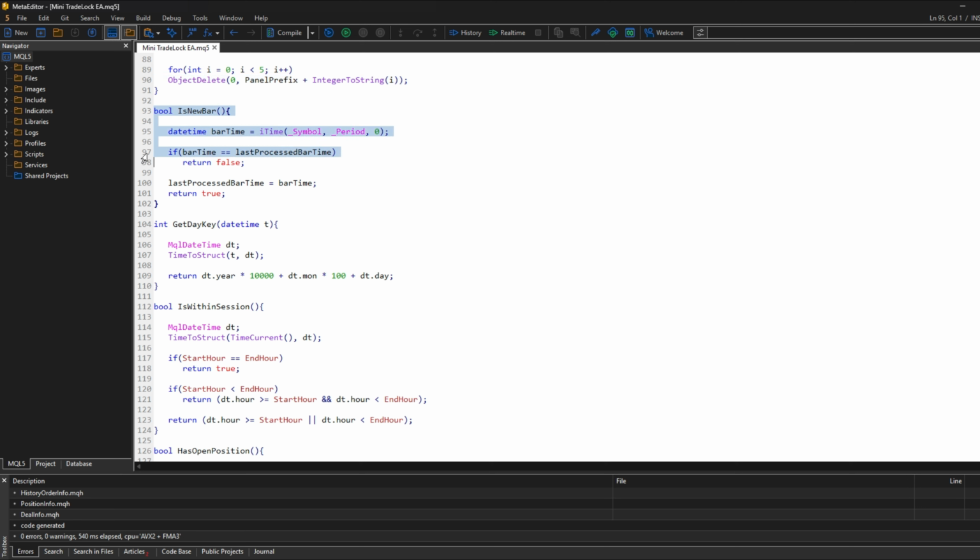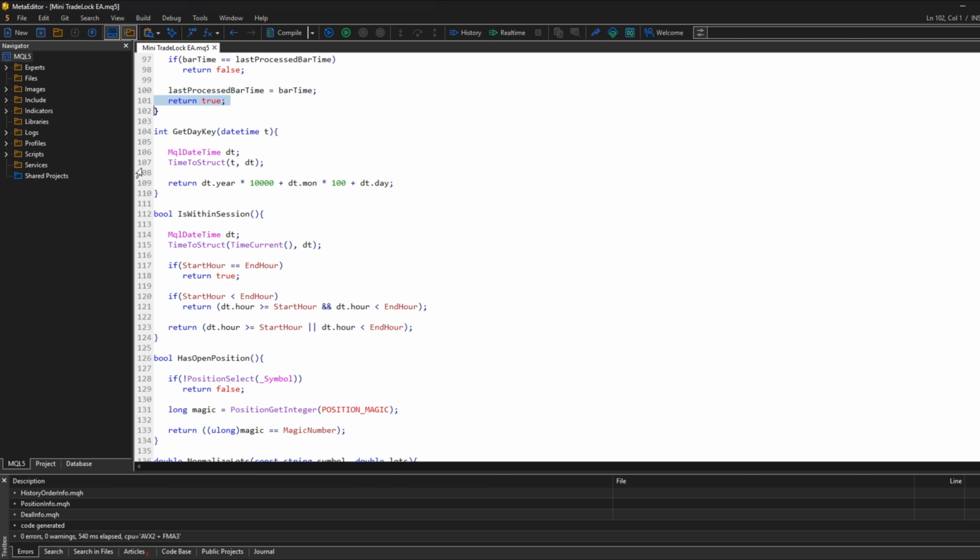Next we have the IsNewBar function. This checks whether a new candle is formed. We get the open time of the current candle using iTime. If that time is the same as the last processed bar time, we return false. That means we're still on the same candle. But if the time has changed, then we update the last processed bar time and we return true. So this lets us run the entry logic once per candle instead of on every tick.